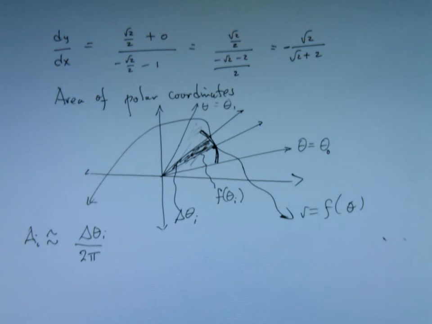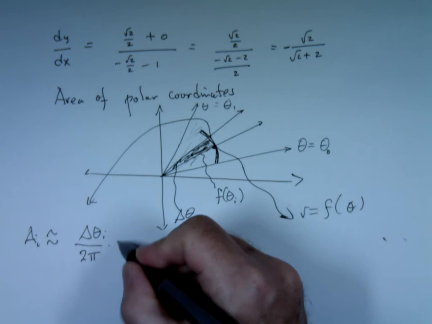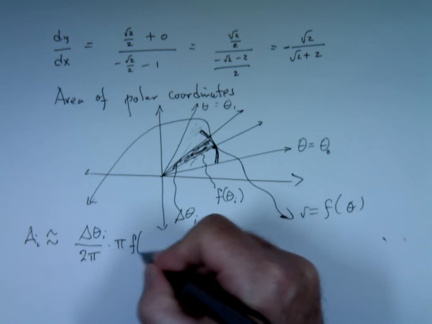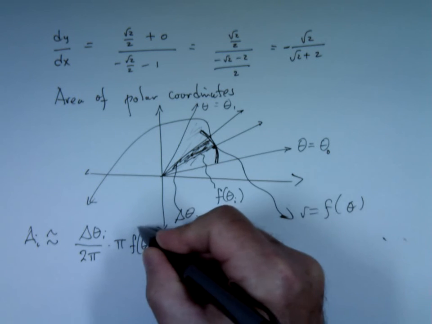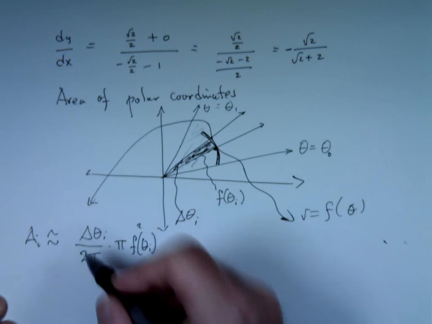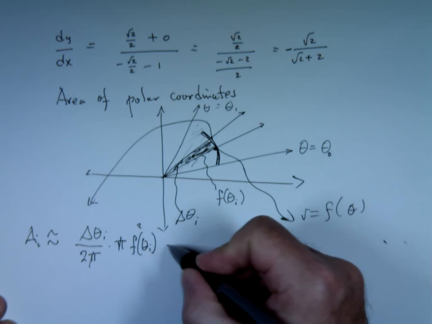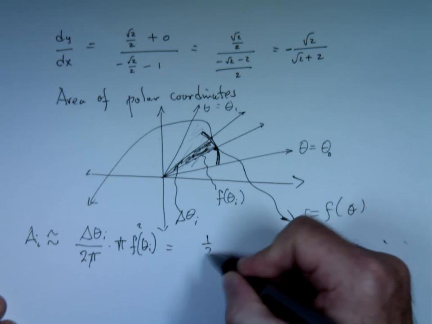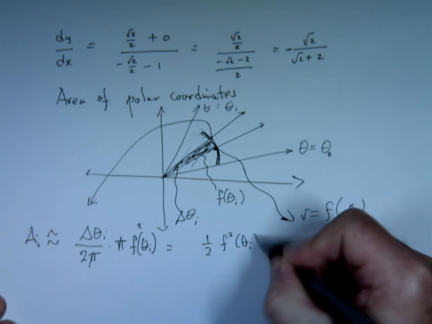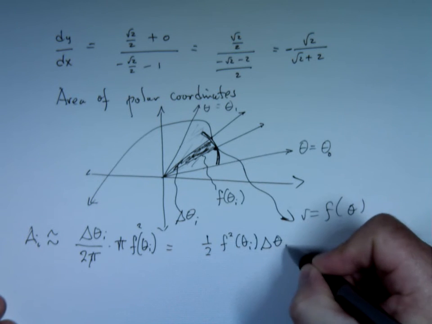So that's the part of the circle. The whole circle is pi r squared. This is that piece of area right here: the whole circle times the part of the circle we have. The pi's will cancel. I've got 1/2 f of theta squared delta theta. That's that little piece.